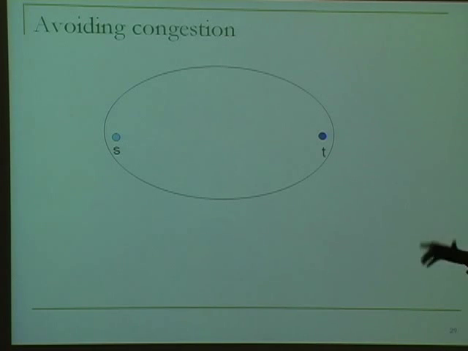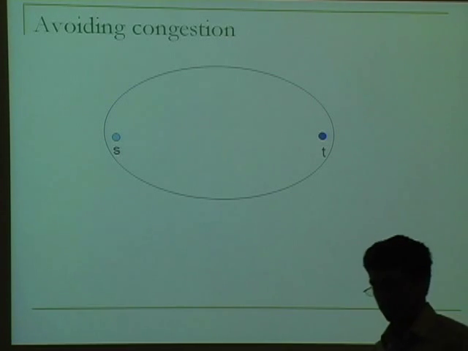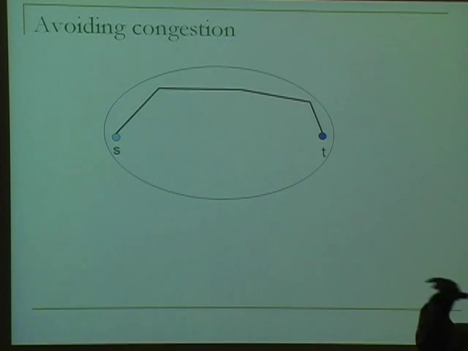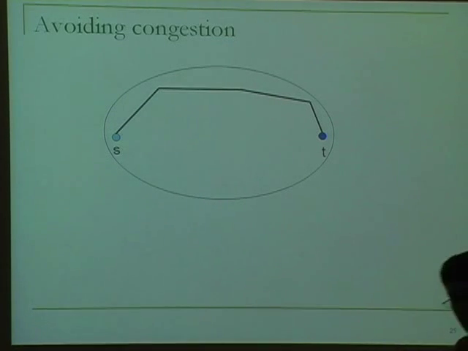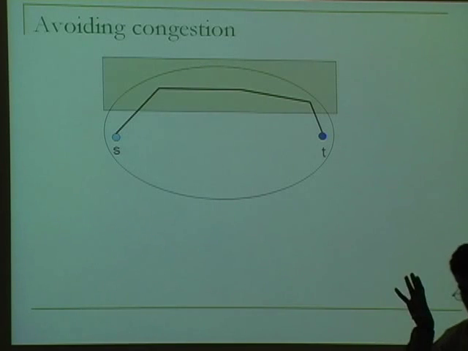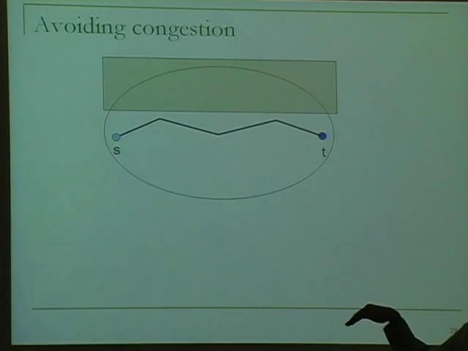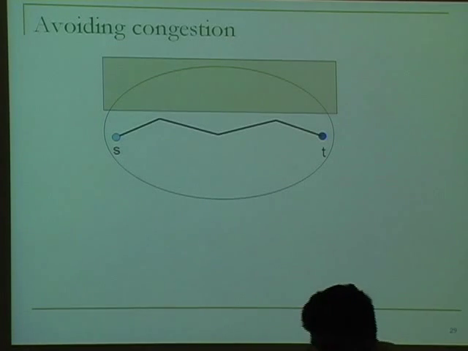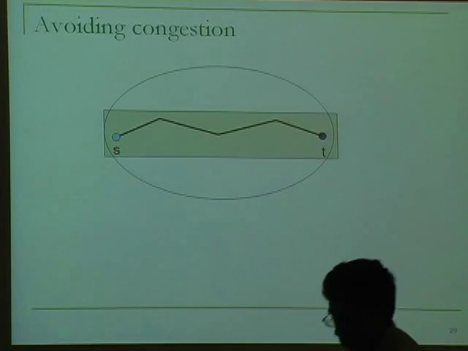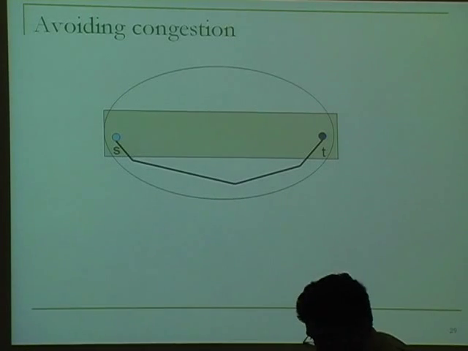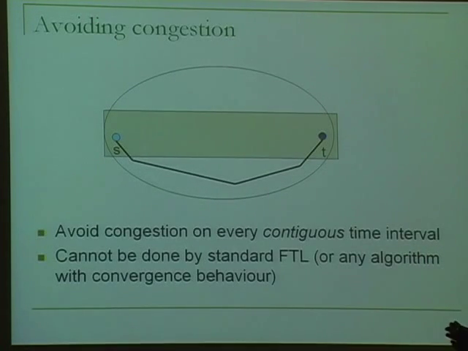In the framework of adaptive regret, it makes sense that suppose our algorithm started playing a certain path, or started converging to a path, and then the adversary decided to congest that part of the graph. We'd like to be able to jump away immediately. And if the congestion followed us, we want to keep jumping away from wherever the congestion occurs. So adaptive regret means avoid congestion on every contiguous time interval.